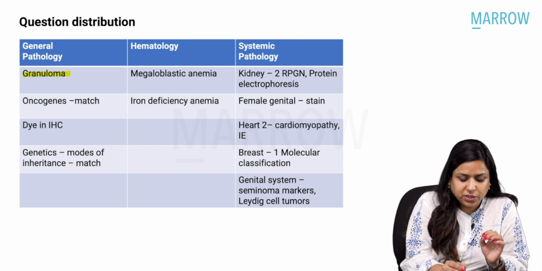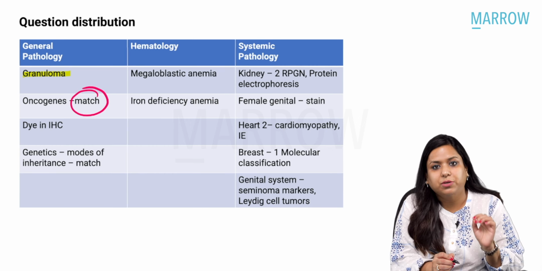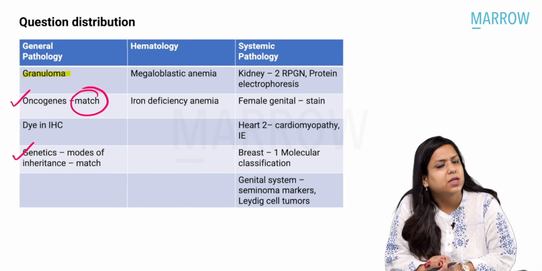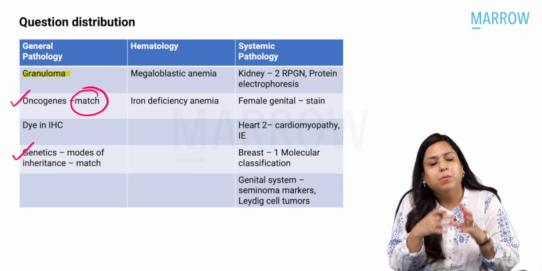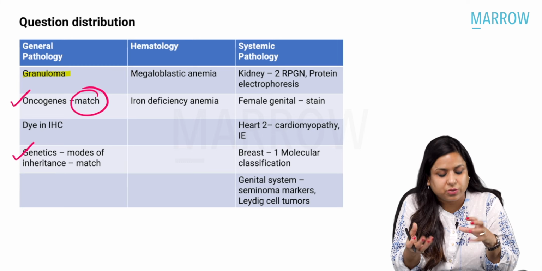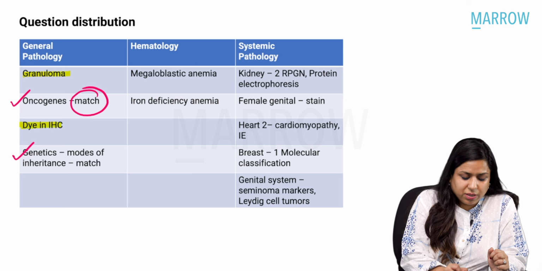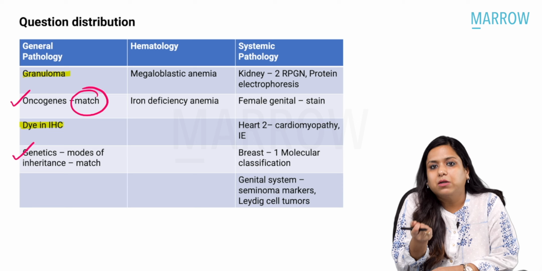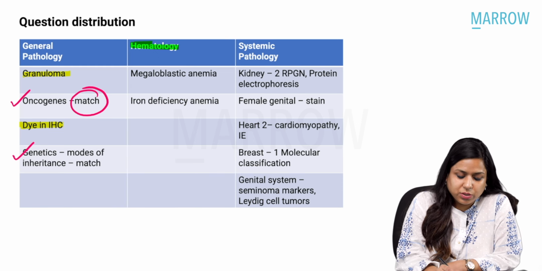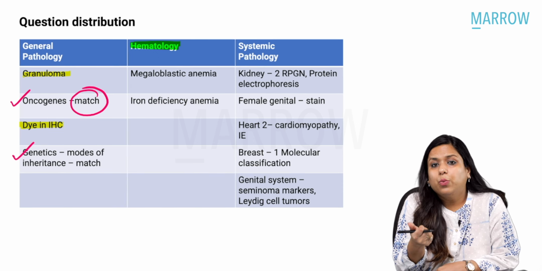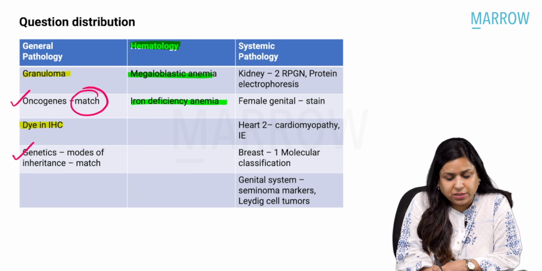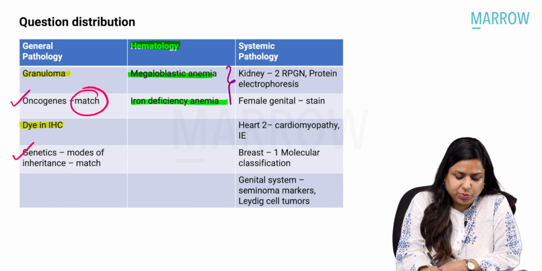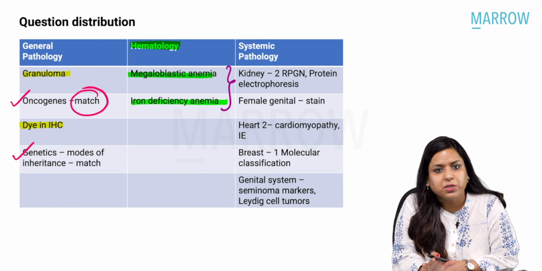Then students, there were two questions asked on match the following from general pathology. One on the oncogenes and one on the different modes of inheritance. Both of them were fairly easy questions, but students got really confused between the options, right? Then there was a question on the dye which is used in immunohistochemistry, which was an easy but really practical question. Regarding hematology, the two most favorite topics of the examiner were iron deficiency anemia and megaloblastic anemia. Surprisingly, there were no questions on leukemias, but these two topics were asked, and fairly easy questions were there from these topics, right?